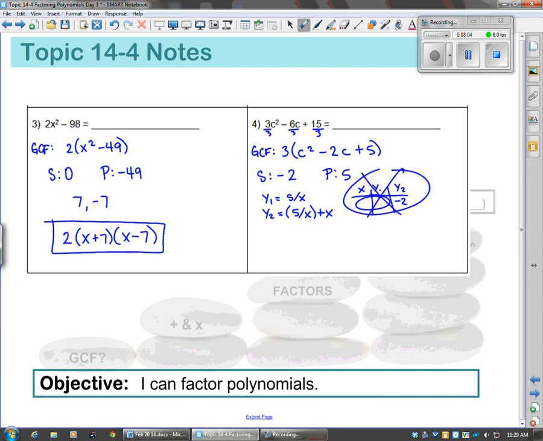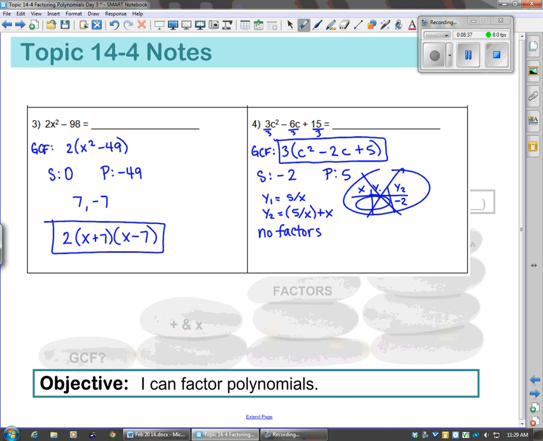Think about it. The only factors of 5 are 1 and 5. It's a prime number, so there's no way to have 1 and 5 add together to give you -2. So there are no factors. Listen carefully because this gets a little tricky. There are no factors. However, we did change this problem from its original version.